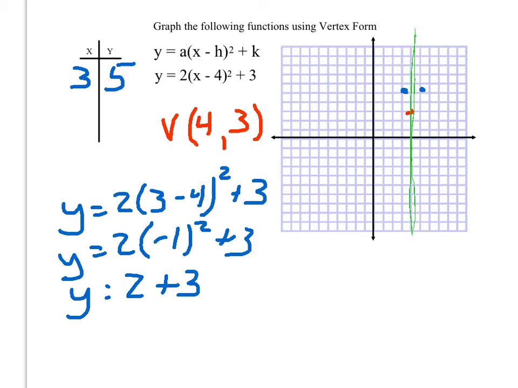So we could pick one more point to plug in, but we really don't need to do that. We have the general shape of our graph, and it should kind of make sense because a is a positive 2, which means it's going to open up, and it's going to be a little more severe of an uprise than it would be if it was a 1.